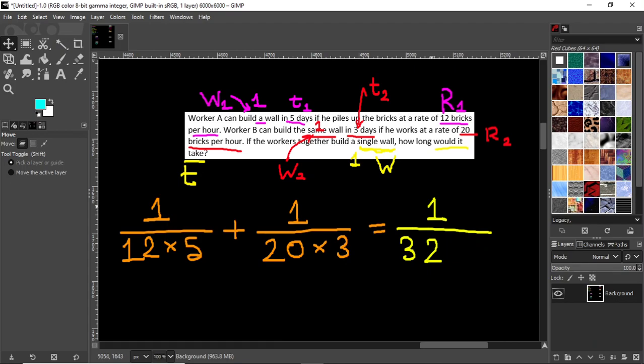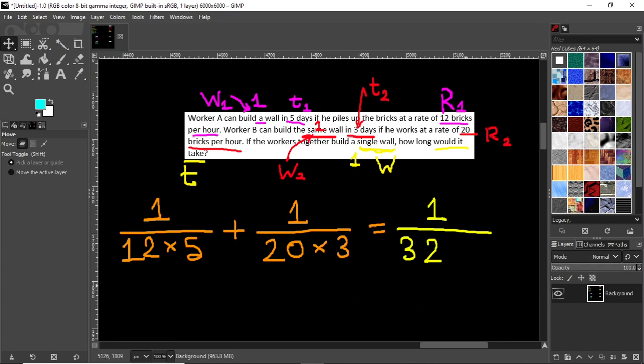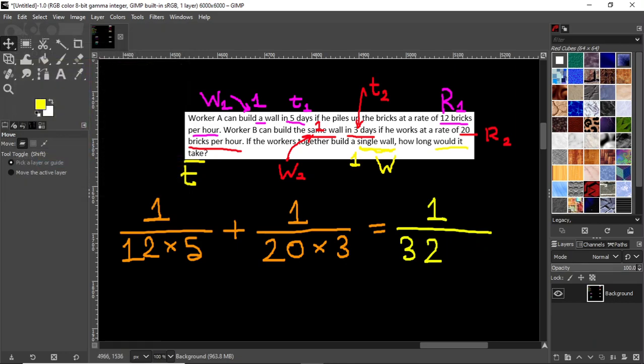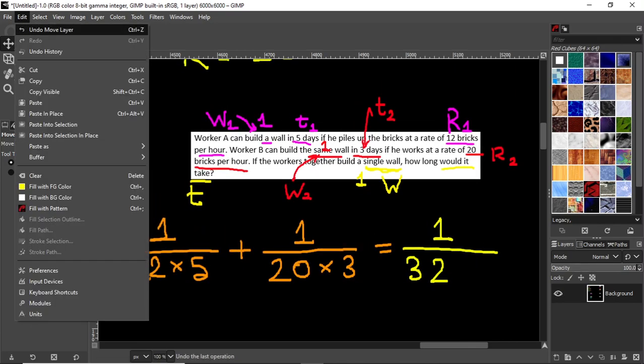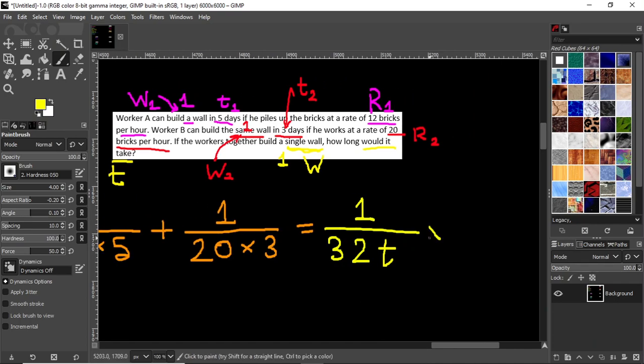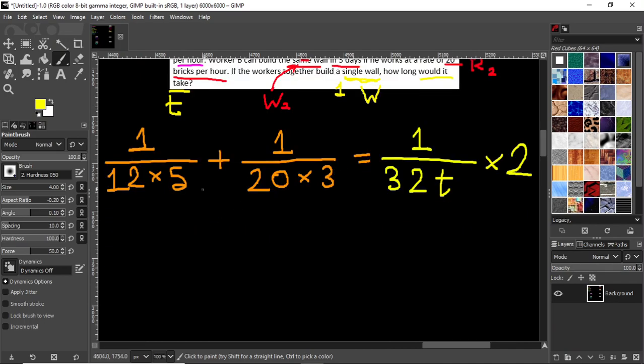Okay, so one wall divided by 32, that's our rate for when their efforts are combined, multiplied by the time taken, right? How long would it take? So that's what we need to find. So that's T. Okay, and we're not done. So here we have 2 workers, so we need to multiply by 2 on this side. All right, so that should be our equation. Now we just need to solve it.